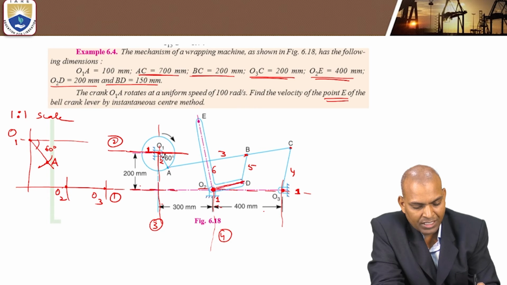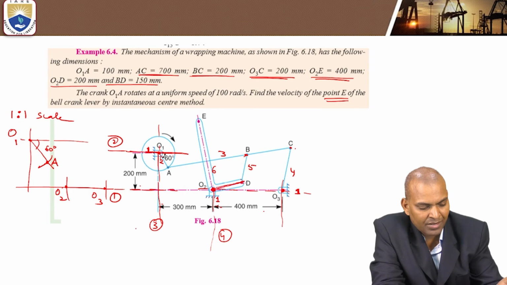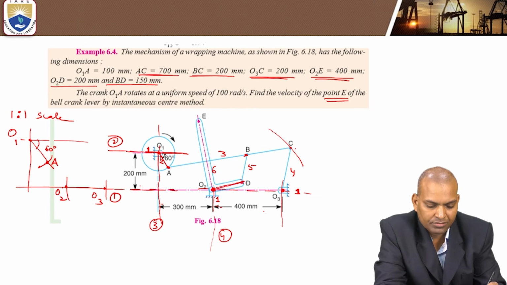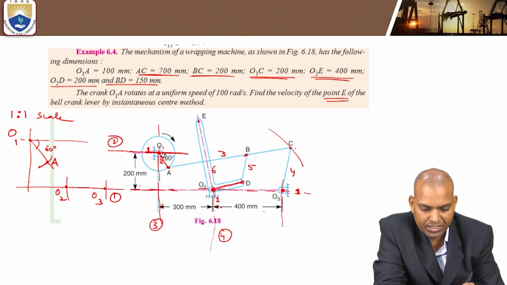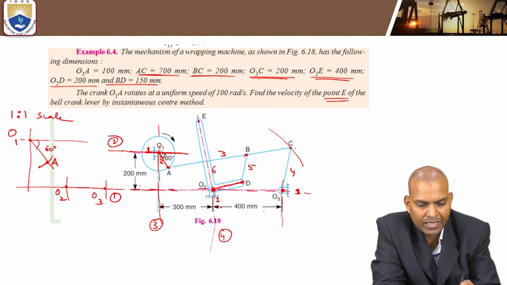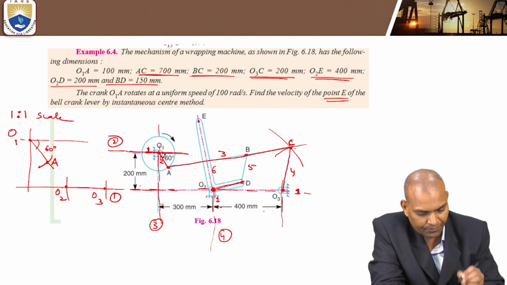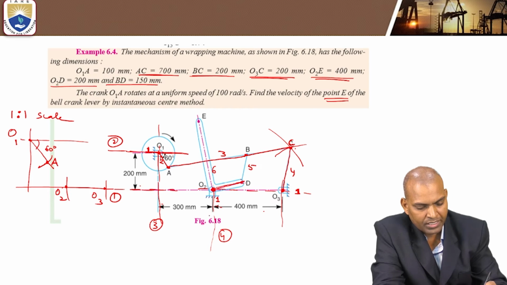Point C is the combination of the AC length and O3C. AC was given as 700 millimeters. From point A, draw an arc. We know the O3 point location, and O3C is 200 millimeters, so draw another arc from O3 and mark it as point C. Join A to C and O3C. That is the next step. Don't get confused between the number of links and steps.